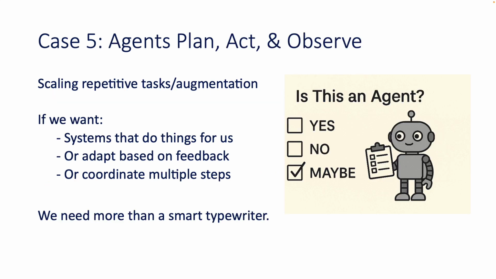All right, now we're going to go through a couple of examples here, thinking about agents by asking a question, is this an agent? Right? So when we think about agents, we're going to think about a system that's going to do stuff for us, a system that's going to adapt based on feedback, or even a system that can coordinate multiple steps. So we're going to ask this question through a thought experiment as we build up our understanding of what is an agent in the age of AI.